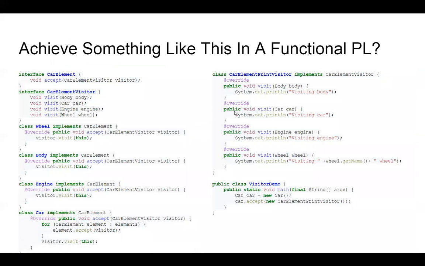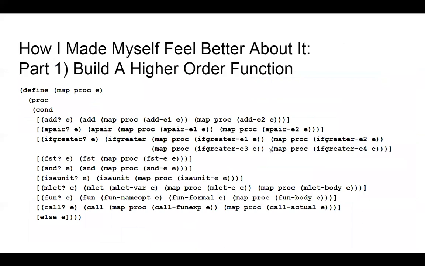I normally write them like this, just a little aside. But how do we get this kind of feature in a functional programming language? So another way to describe it is how I made myself feel better about it. All this code repetition is part one: build a higher order function like map. This is what my map looked like.